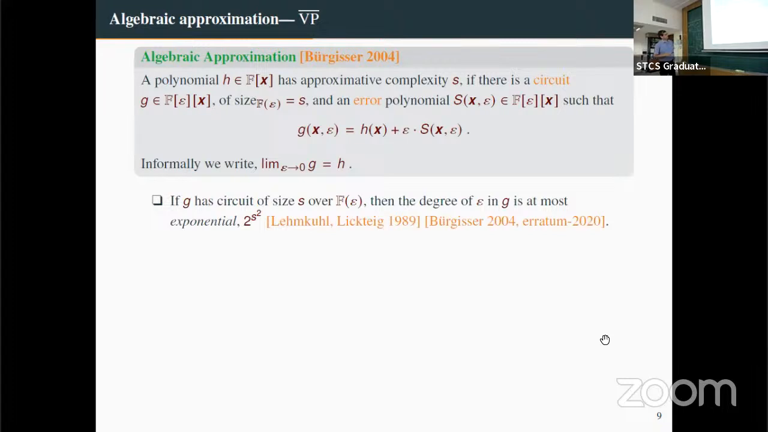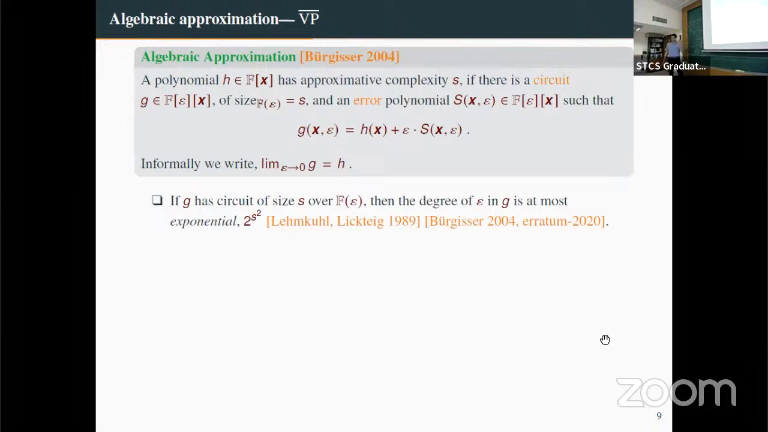So what can you say about the degree of S, this error term? How big degree? Well, is it true that if I keep increasing the degree of S, maybe I can keep computing more and more, stronger and stronger, harder and harder polynomials? Okay, so that was a theoretical possibility, but Lickteig, again using algebraic geometry, gave a theorem which Bürgisser uses in his papers to show that you don't need degree to be more than 2 raised to s squared. So simply put, there is no advantage if you take functions in epsilon here that are super exponential degree.